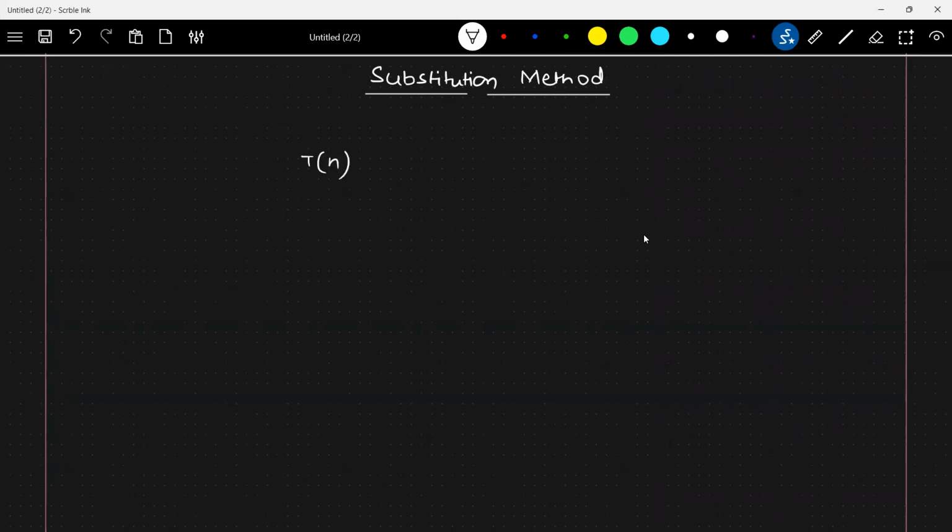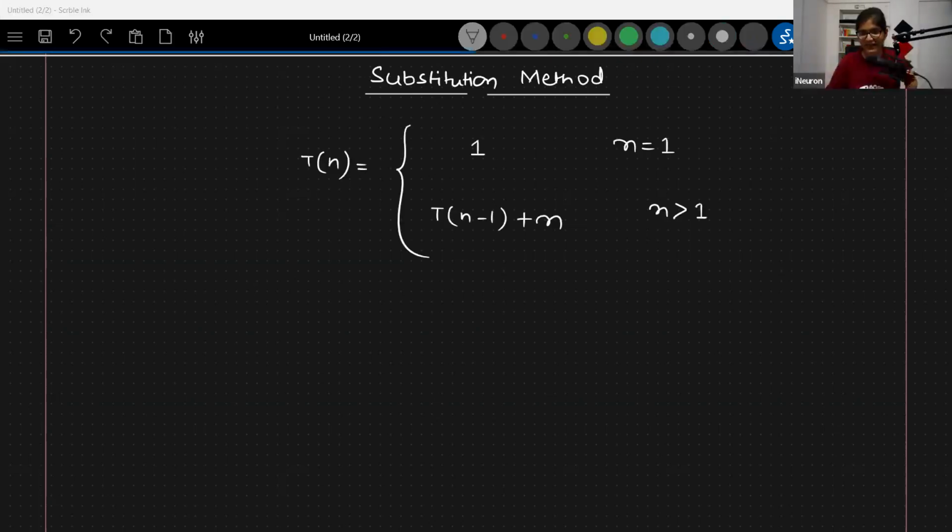Example number 1. Here it is saying that when the value of n is equal to 1, meaning the number of data points that you have is 1, at that point of time it takes a constant amount of time to solve the code. When the value of n is greater than 1, your recurrence relation will be T of n minus 1 plus n. This is the kind of recurrence relation that you will be having.